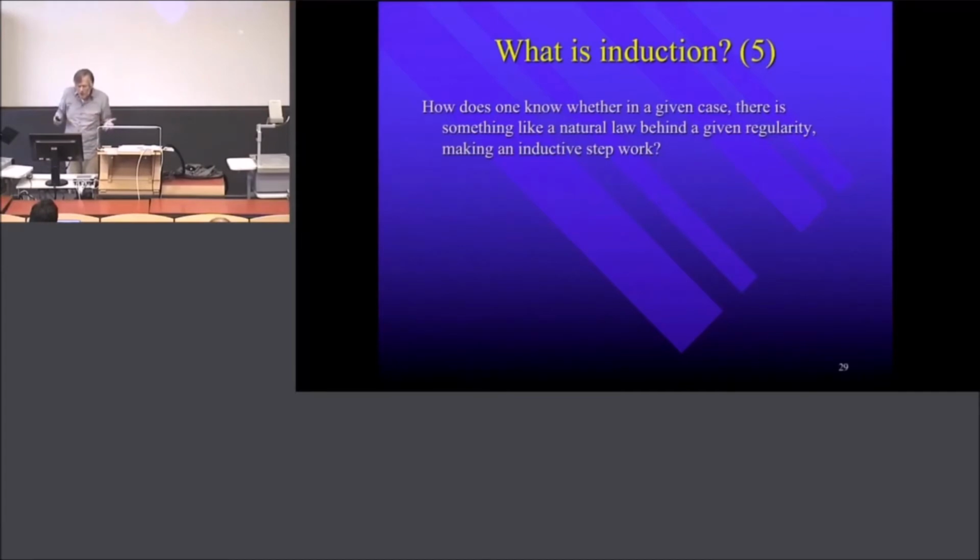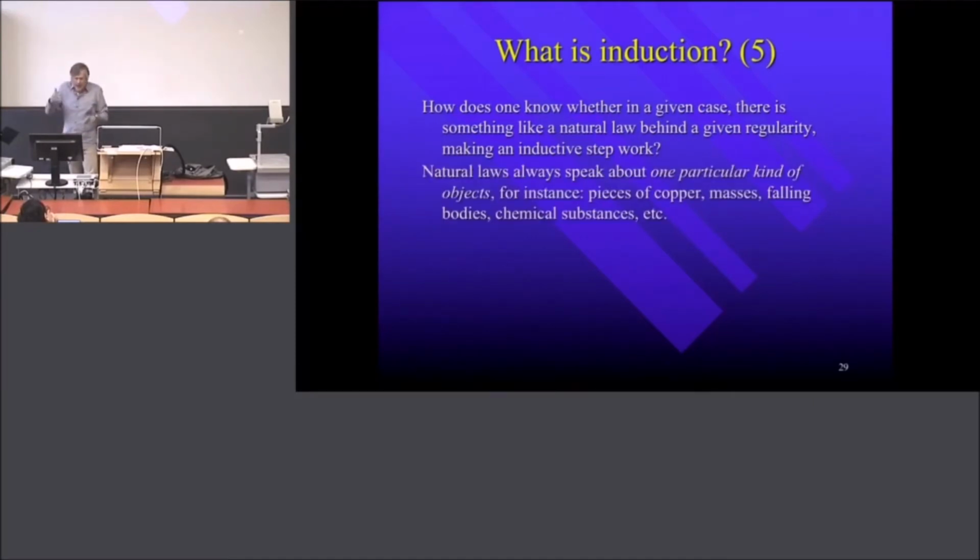Now, how does one know whether in a given case there is something like a natural law behind a given regularity making an inductive step work? That's, of course, the crucial question. As a scientist, what do we do? Well, natural laws always speak about one particular kind of objects. Right? It's a particular kind of objects that are the subject of a natural law. For instance, pieces of copper, when you speak about their conductivity for electricity. Or masses. Remember the law of free fall. These are all masses, and all masses somehow behave similarly in these conditions that the law of free fall discusses.